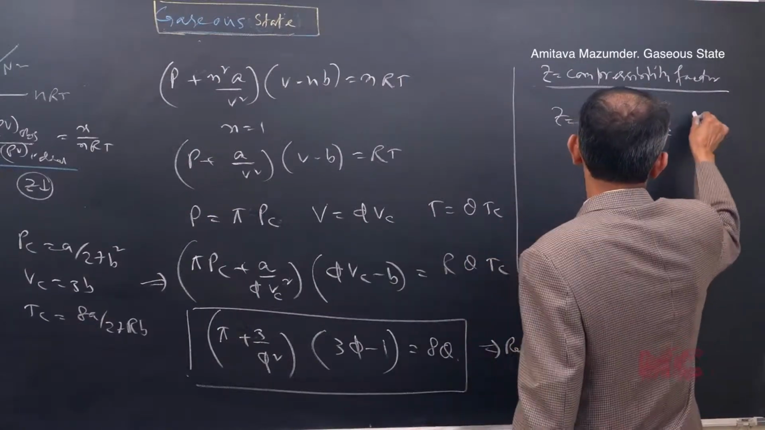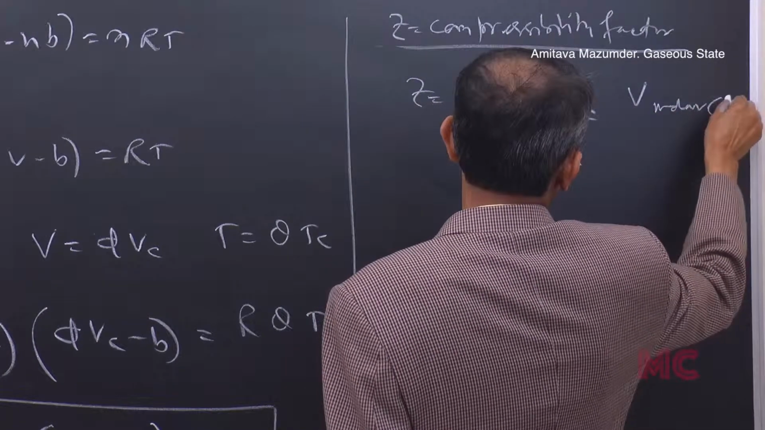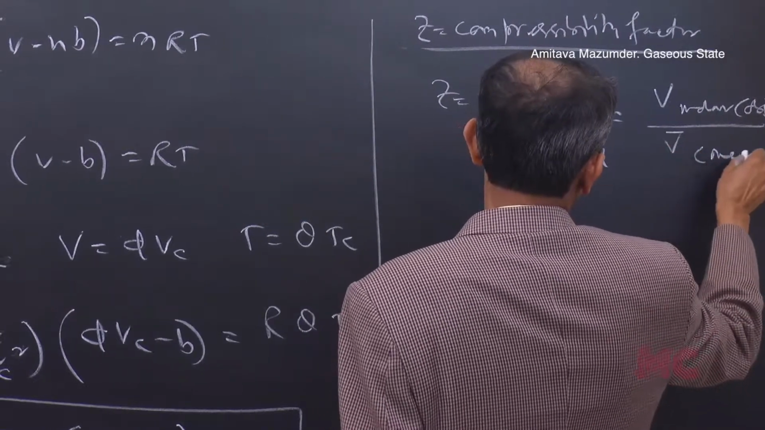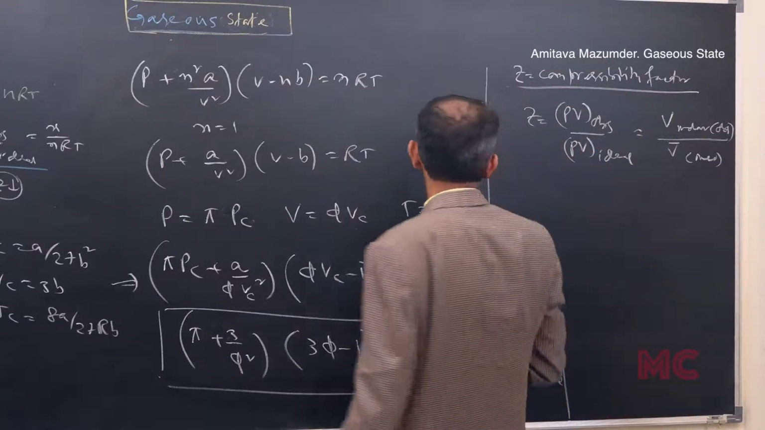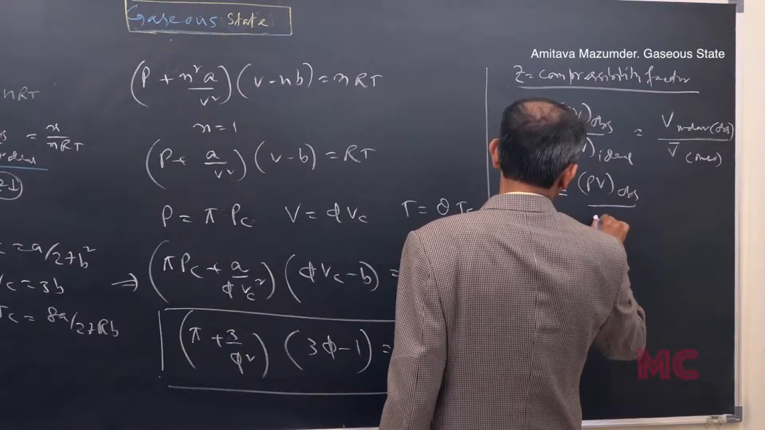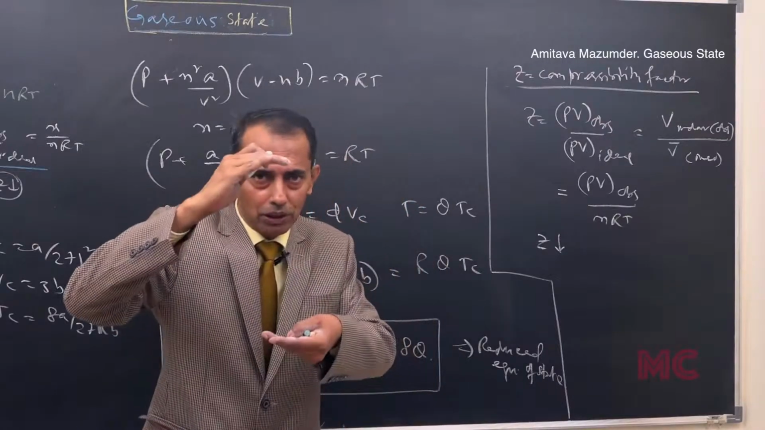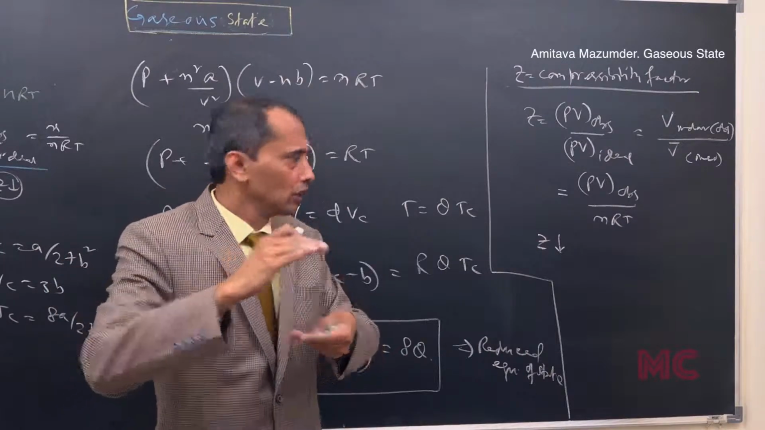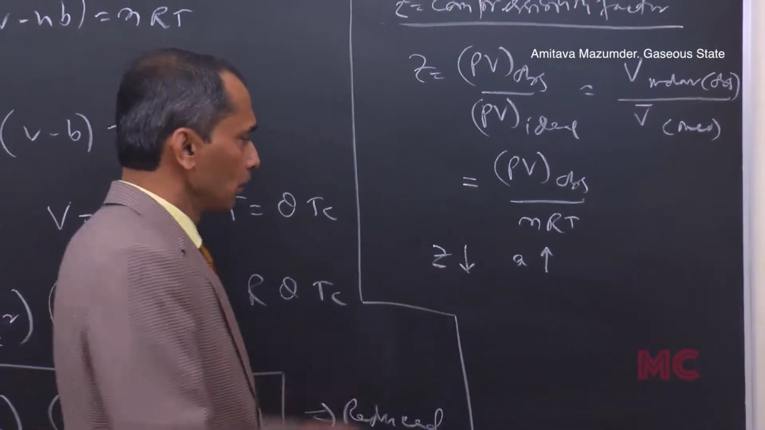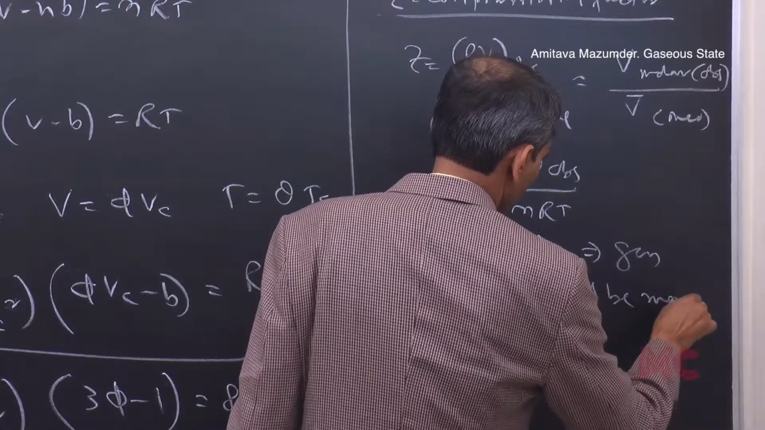Also we can say that it is equal to V observed, or the molar volume that is observed, by the V molar volume that is theoretical. This ratio also can be treated as Z, the compressibility factor, and PV observed divided by PV ideal, which is nRT. So that means what, when Z is low, little pressure will decrease the volume much. So in that case Z is low, so obviously a should be very high. If a is very high, Z will be low, so the gas will be more compressible.